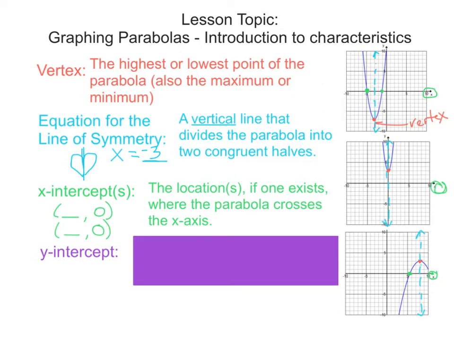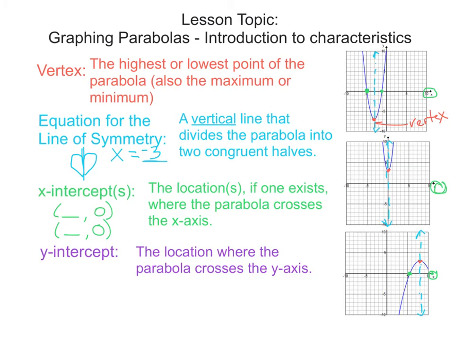All right, and then we have y-intercept, and we know that a y-intercept is the location where the parabola crosses the y-axis. Notice it doesn't have more than one option. It doesn't say location or locations if one exists. With a parabola, there will always be a location where the graph crosses the y-axis.